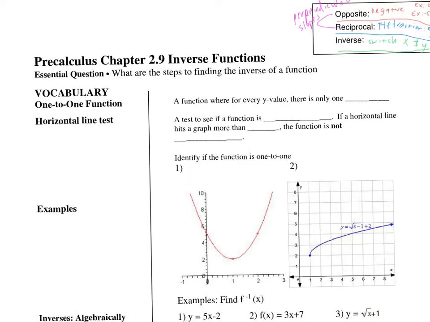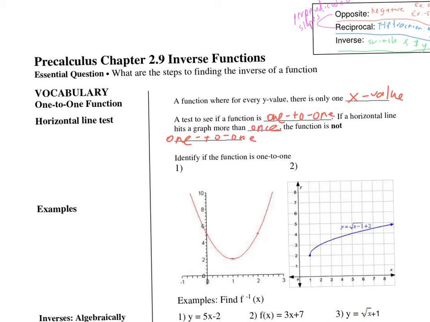All right, next up, we'll talk about one-to-one functions really quickly, and the horizontal line test, which are connected. A one-to-one function is a function for which for every y value, there's only one x value. The horizontal line test is a test to see whether a function is one-to-one. If a horizontal line hits the graph more than once, the function is not one-to-one. This is just a specific type of function. I would say the vertical line test is still infinitely more important than this.